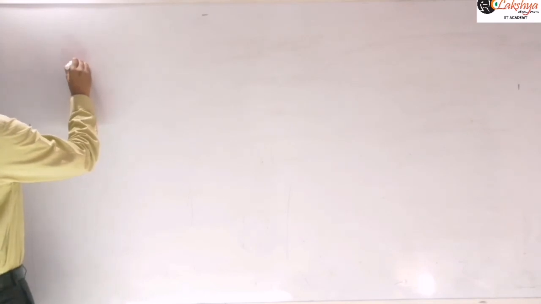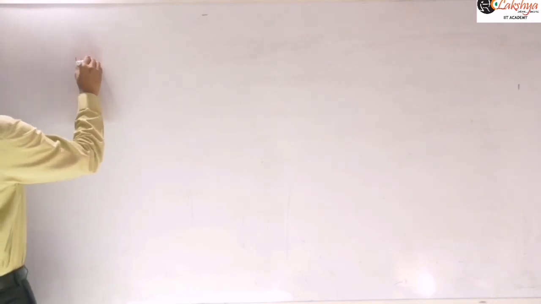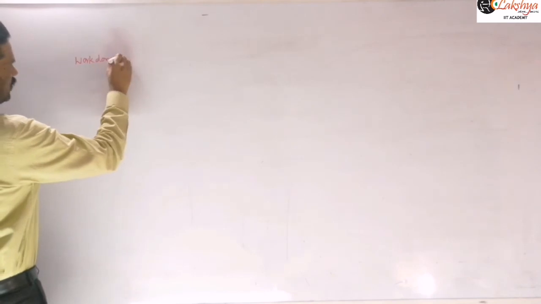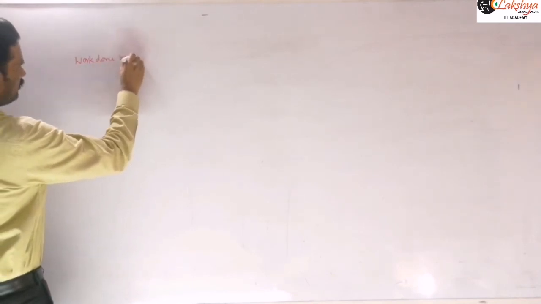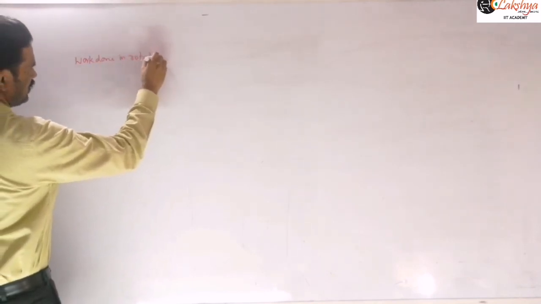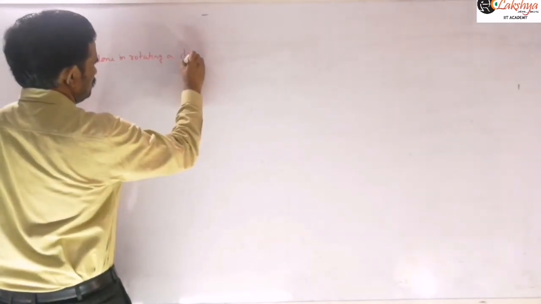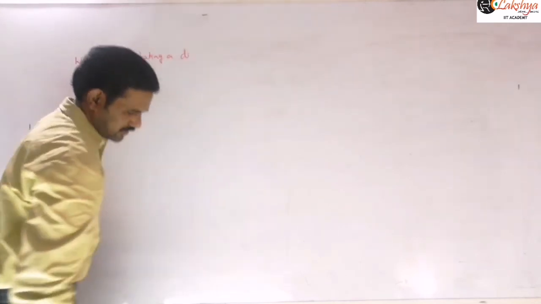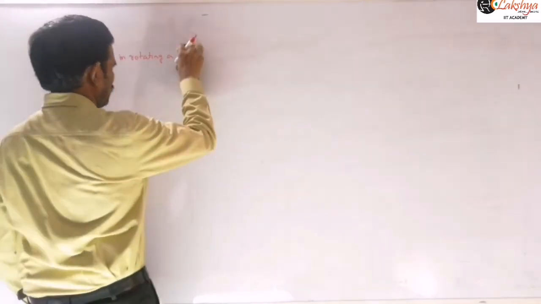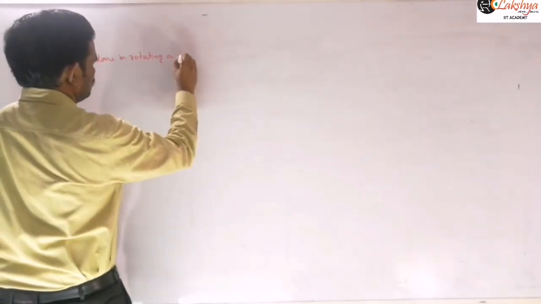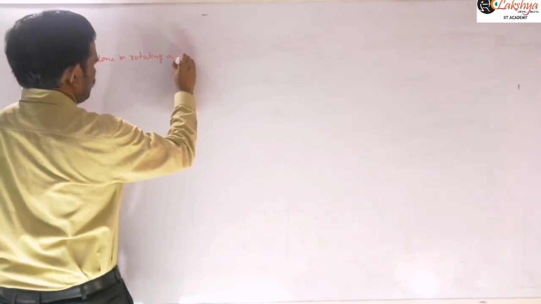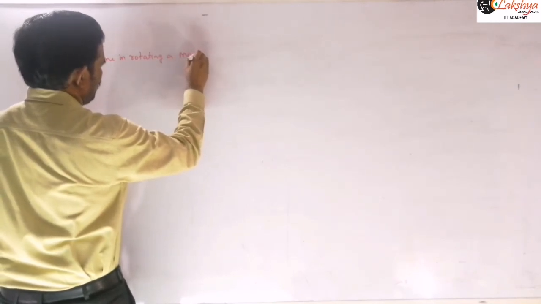So this is work done in rotating a dipole, in rotating a magnetic dipole. This is electric dipole, we already concluded. Rotating a magnetic dipole.